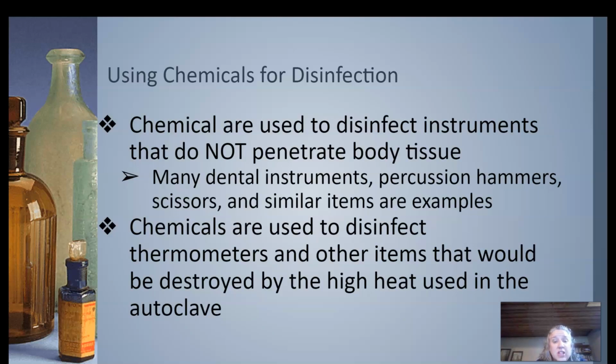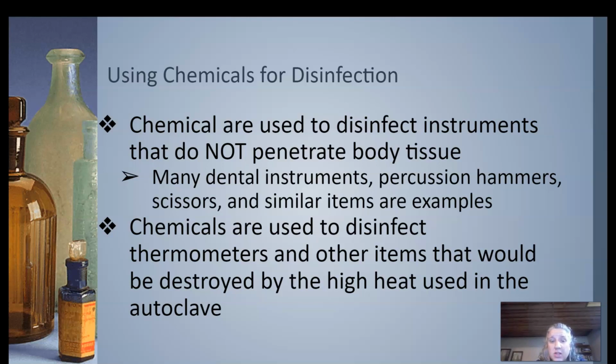Chemicals are used to disinfect instruments that do not penetrate body tissue. So this could be dental instruments, percussion hammers, scissors, and similar items are examples. So a percussion hammer, if you know what that is, think about what that could be. If you've been to the doctor's and you're asked to sit on the edge of the bed and they take a little hammer and hit your knee and then your foot kicks out, that little hammer is called the percussion hammer.